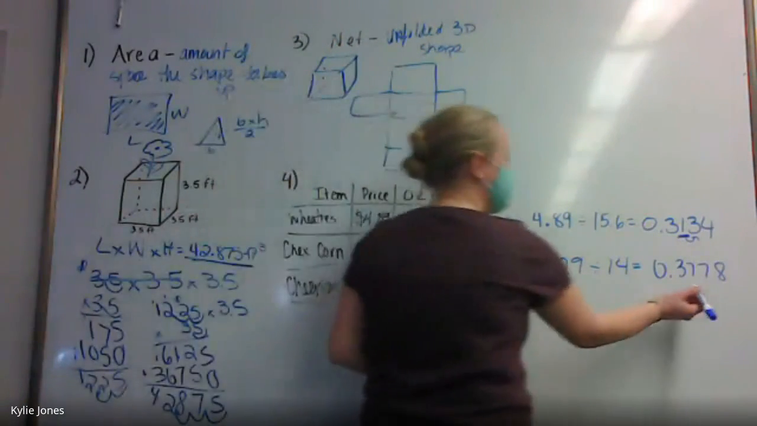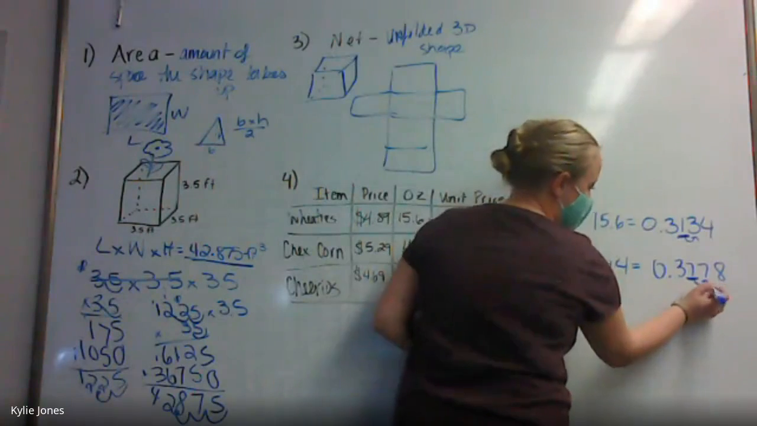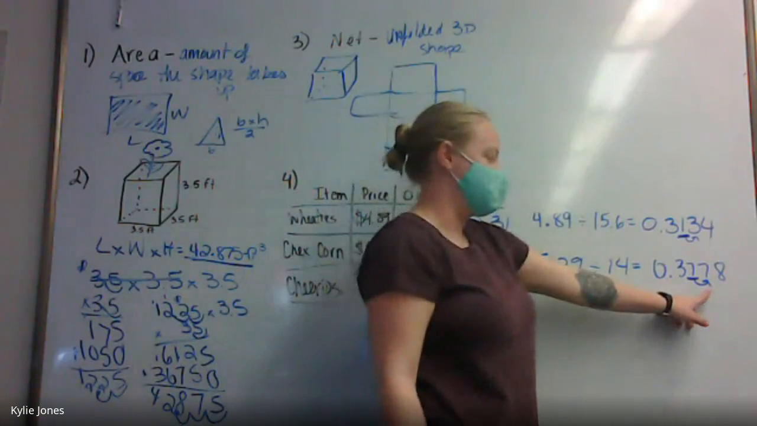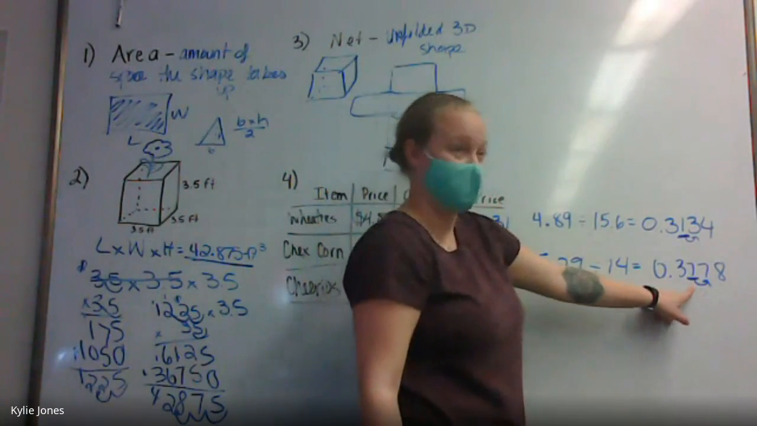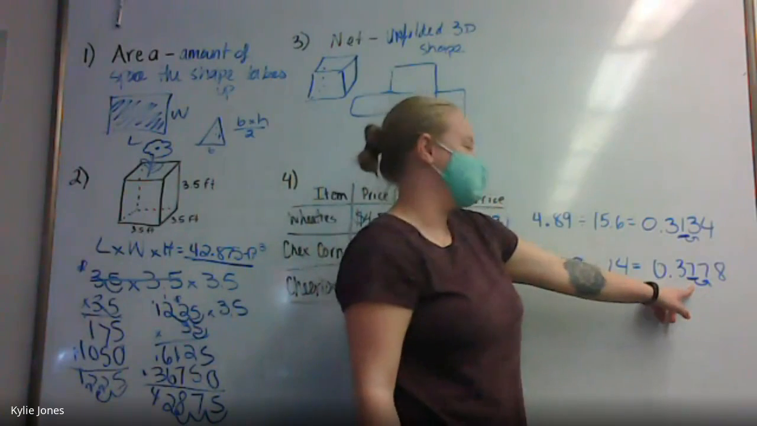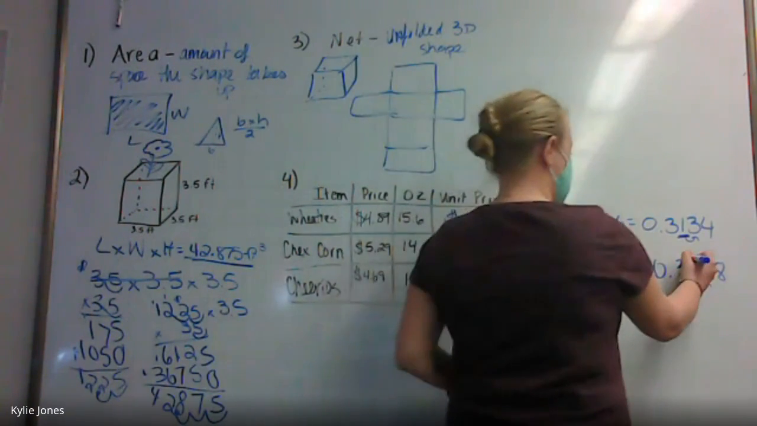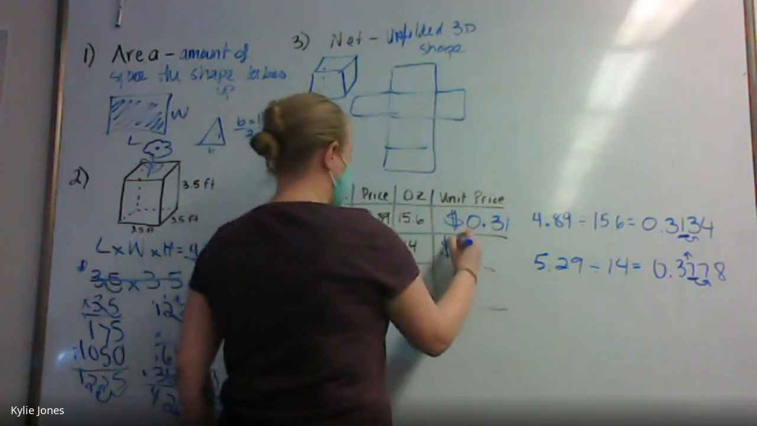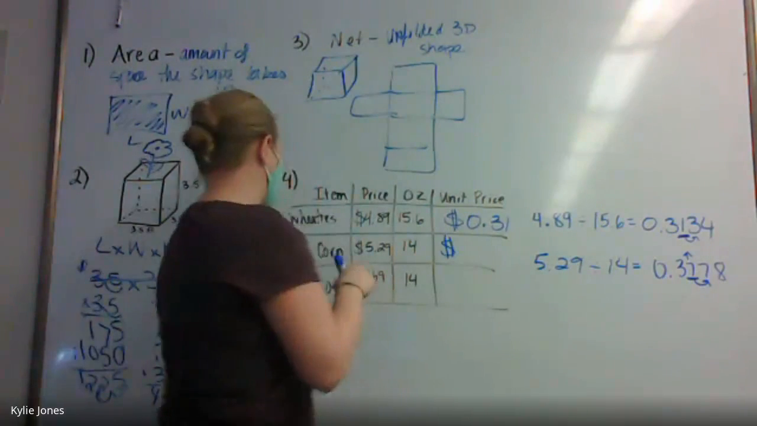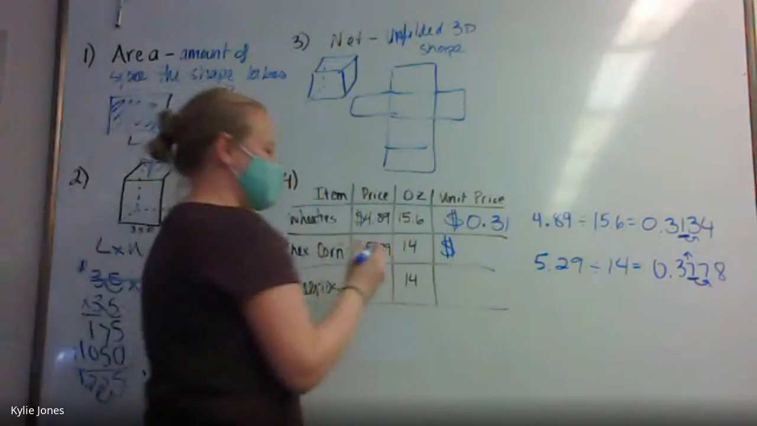So look at your hundredths place and round. So it says 7 after. Will this other 7 stay the same or round up? Round up. So that means how much is 1 ounce of Corn Chex? 38 cents.